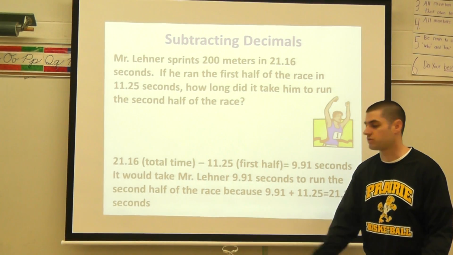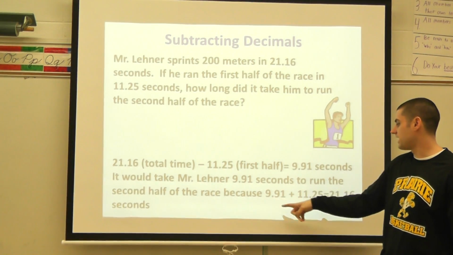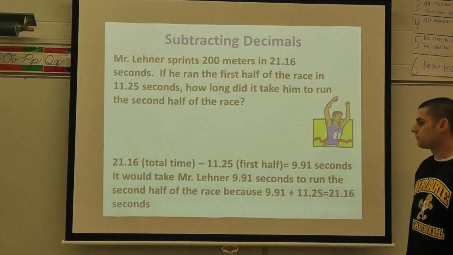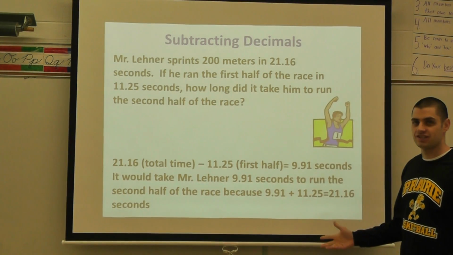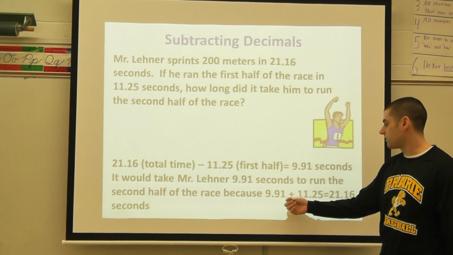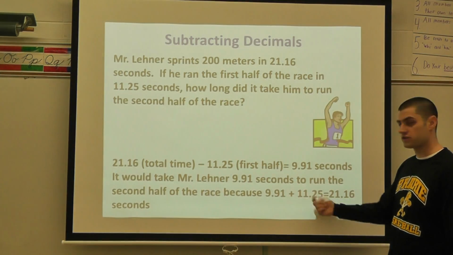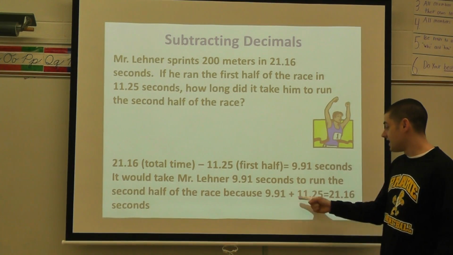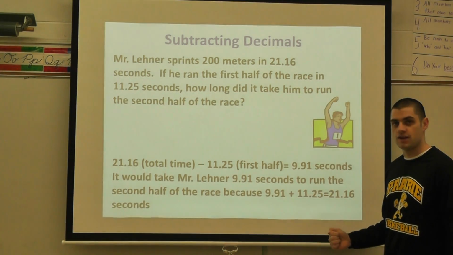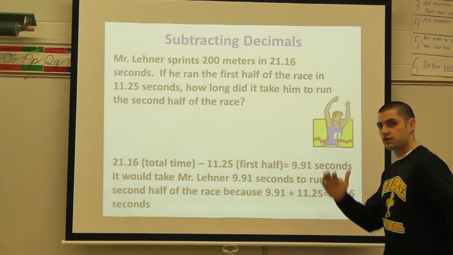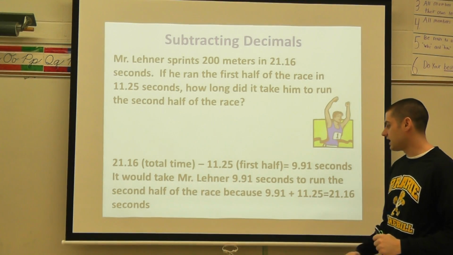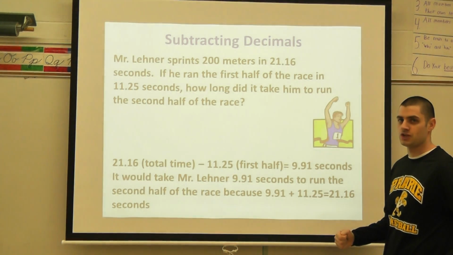It would take Mr. Lehner 9.91 seconds to run the second half of the race because, and here's my justification, this is how I know that I'm correct. If I add 9.91 plus 11.25, that's going to equal 21.16 seconds. So again, here's what I ran the first half of the race, the first 100 meters, I'm sprinting all the way down, maybe get a little sweat going on my head there. They clocked me at 11.25. Well, now I have that second 100 meters to run. So I start sprinting a little bit faster in the second half, and I ran it in 9.91 seconds.